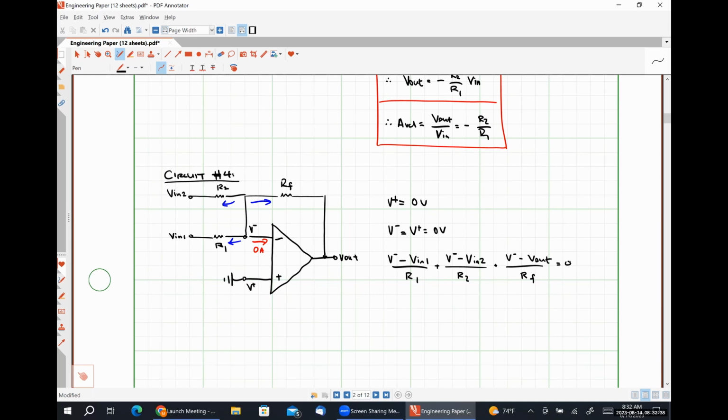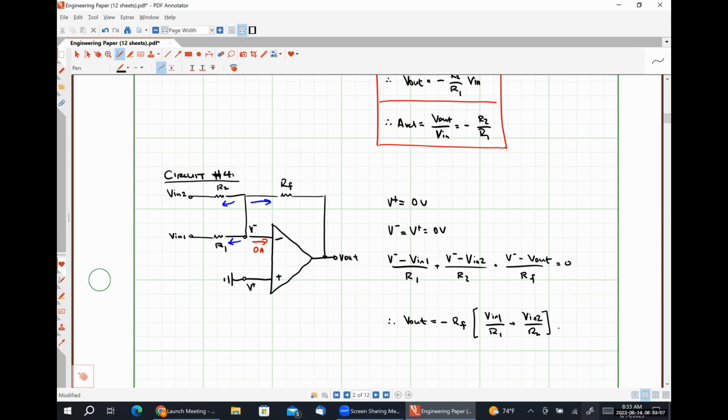Substituting in that V minus is equal to 0 volts and doing a little bit of algebra, what we find is that V out is equal to negative RF times (VN1 over R1 plus VN2 over R2).